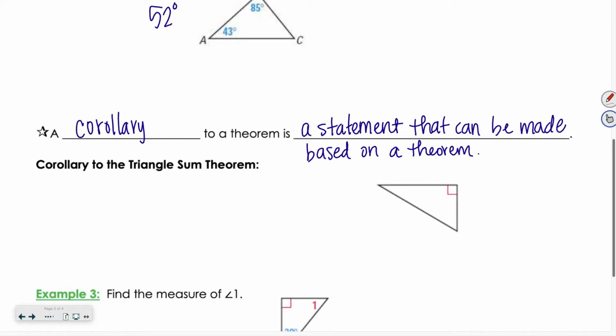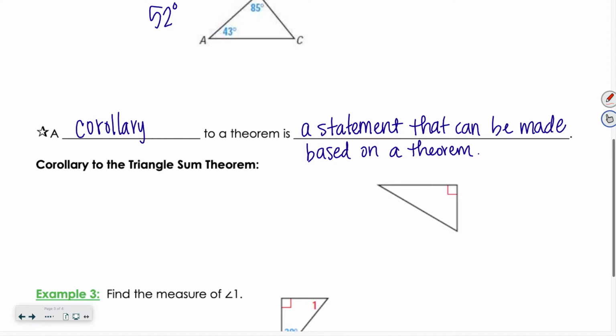A theorem is a rule. It works every single time. And a corollary is a statement that can be made based on a theorem. This theorem is true, so I can make this statement. So there are lots of corollaries for each theorem. So for example, don't write this because this is not the one that we need. A corollary to this triangle sum theorem might be a triangle can only have one right angle. And I know that because if all three have to be 180, then I can't have two that are 90. So that would be a corollary based on this theorem. But that's not the corollary that we need.